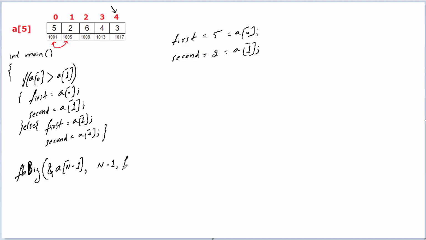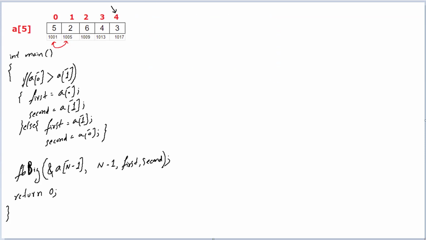So now let's pass first and second. This is the first call to the method fs big. So return 0. Now we need to define this method. Since this method doesn't return anything, I'll write void as its return type. So please follow along carefully. Void fs big.